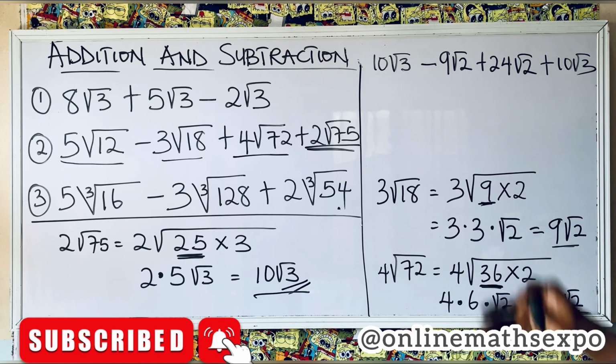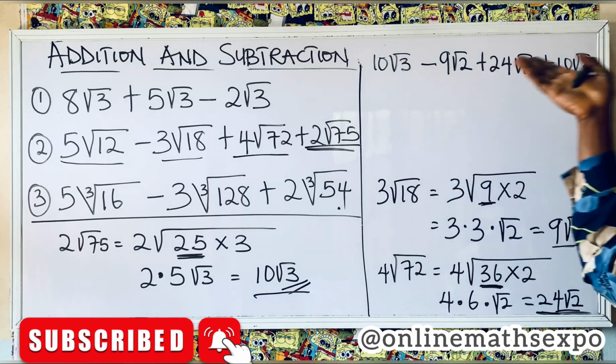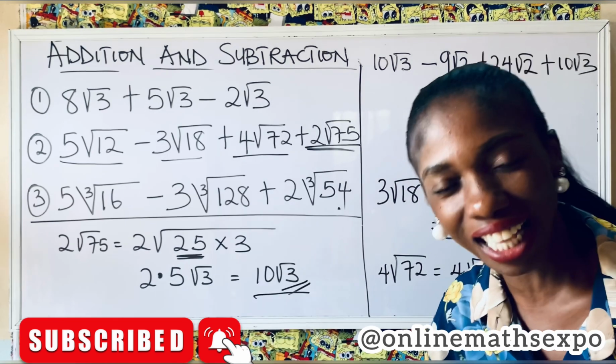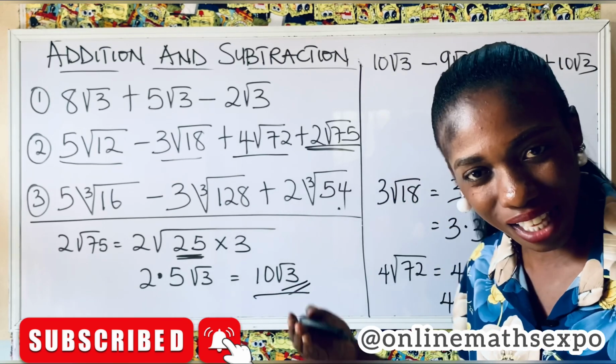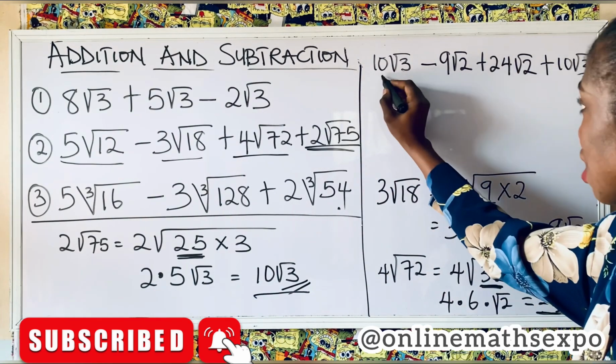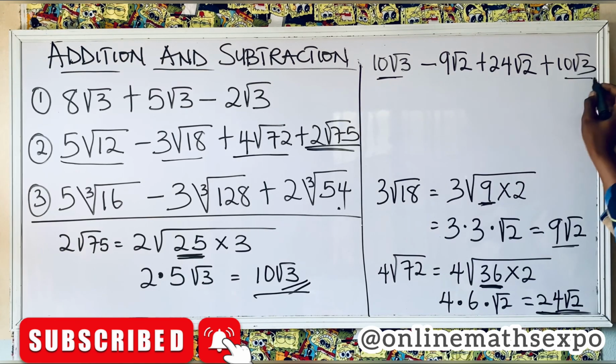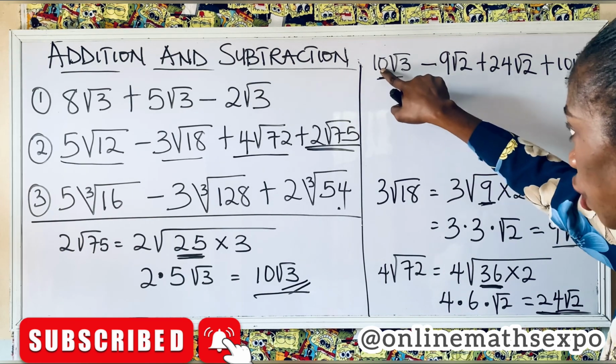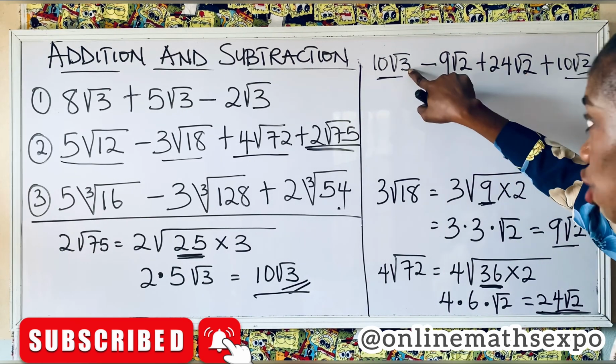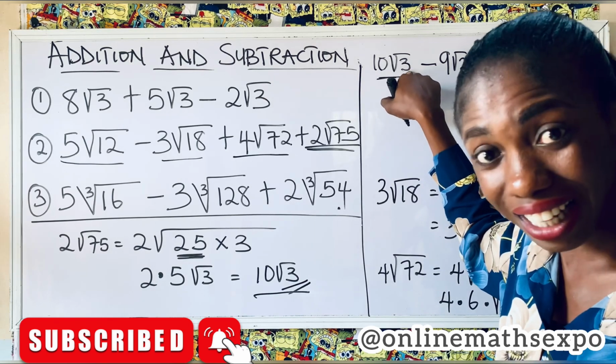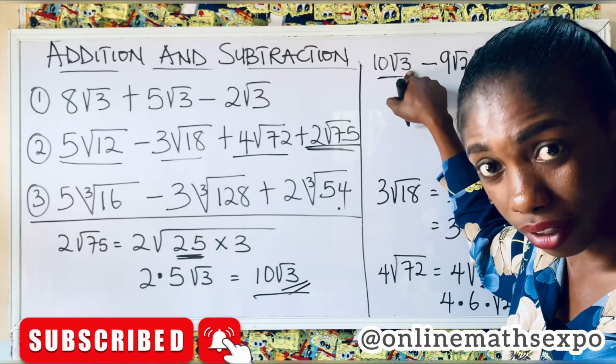So you notice that there are some of these that have the same radicands. So bring those ones together. So this one has the same radicand as this one. Because watch, it's not because of this 10, no, but because of the number inside the root, the radicand. I hope you got that.